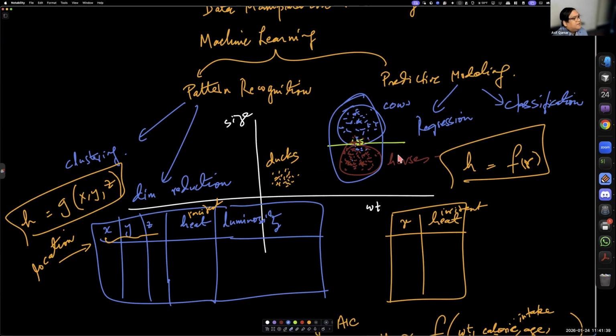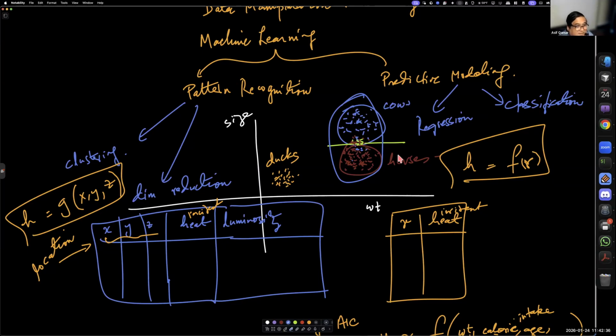On the other hand, suppose I were to tell you, here is the weight of an animal, here is the size of the animal. Tell me, is it a cow or a duck or a horse? Are we together? Now what are you trying to do? Are you trying to predict an amount? No. You're not trying to say 80% cowness and 20% duckness. What you're trying to say is cow, duck, horse. When you're trying to identify what it is based on certain factors, it is an identification task.